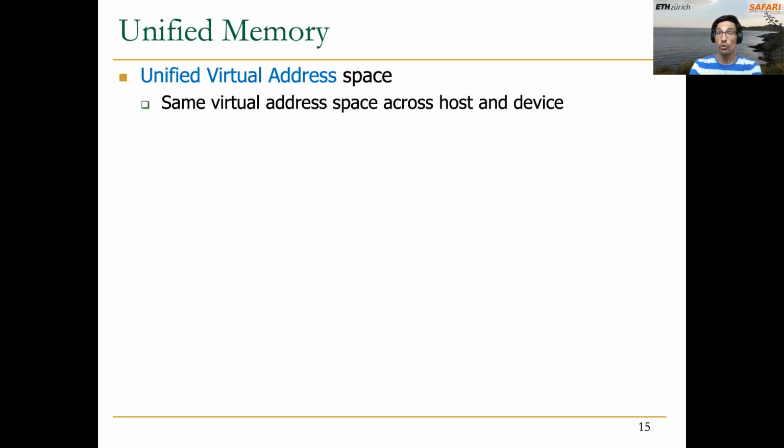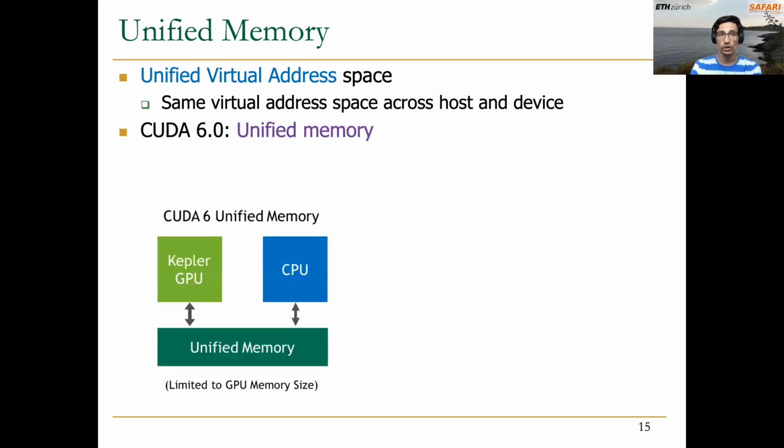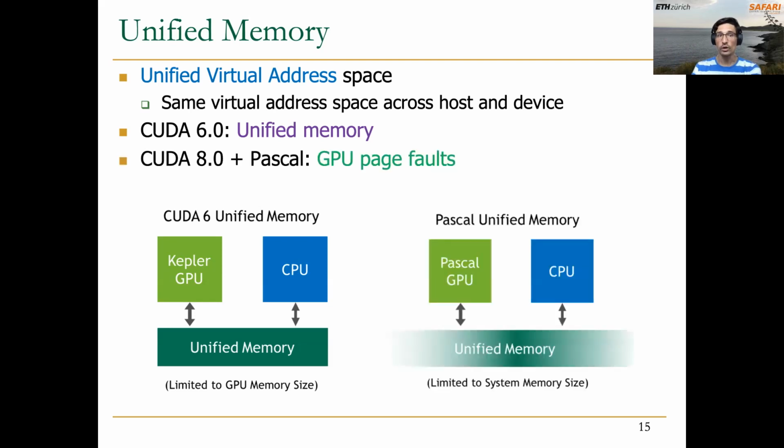So with unified memory, we have a unified virtual address space, where the same addresses are, or can be, shared by the host and the device, by the CPU and the GPU if we are in the context of GPUs. This idea of unified memory started to be developed in CUDA 6, but at that time, the size of the unified memory was limited to the GPU memory size. After CUDA 8 and the Pascal architecture, now the only limitation for this unified memory is the system memory.